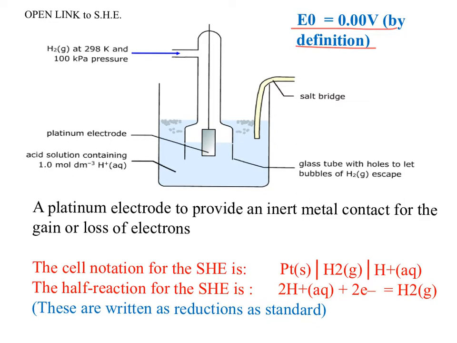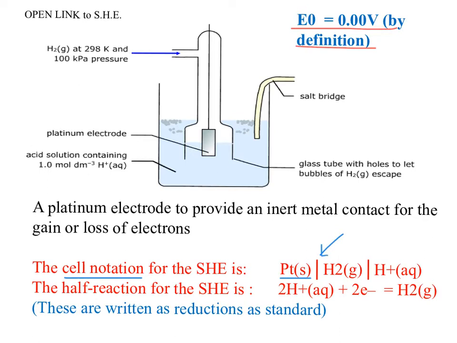Now, down below the diagram, we've got a little bit of space at the bottom of page 16, and we are going to add in these little extra bits of information. Now, we've not mentioned the cell notation before. And the cell notation is really a shorthand way to write out this standard hydrogen electrode. So we have got this platinum electrode, and the state symbol is important, it's a solid.